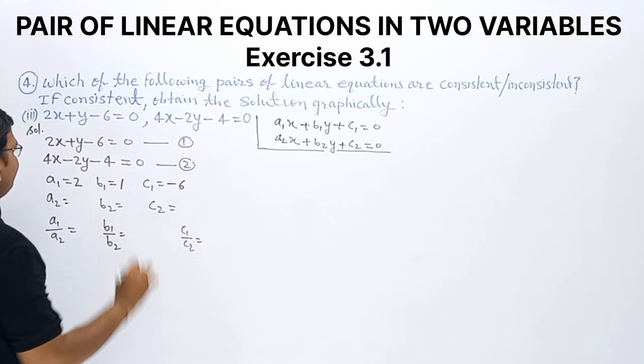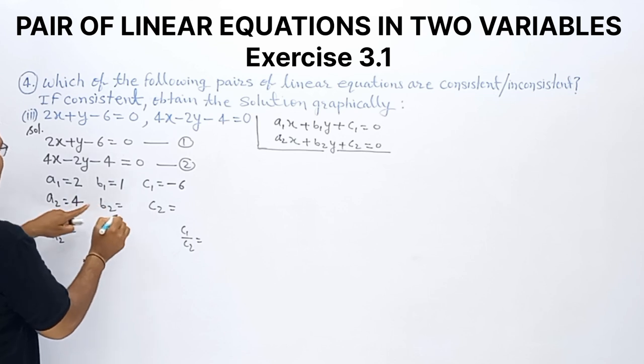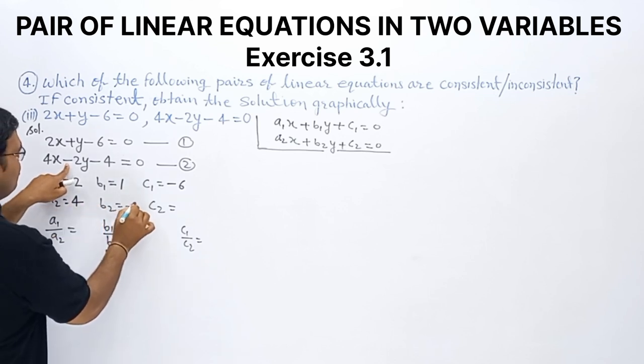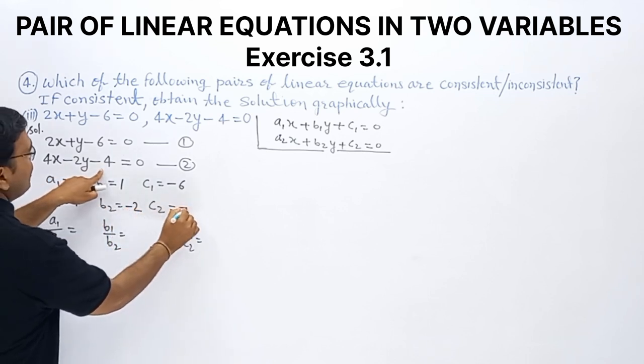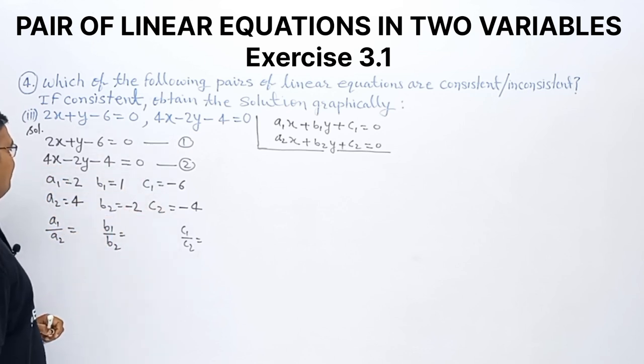Minus 6. Clear? Now from equation number 2, a2 will be 4, b2 equal to minus 2, and c2 is minus 4. Clear? Observe again: a1 is 2, b1 is 1, c1 is minus 6. From equation number 2, a2 is 4, b2 is minus 2 and c2 is minus 4. Clear? Now we want to check consistent or inconsistent.